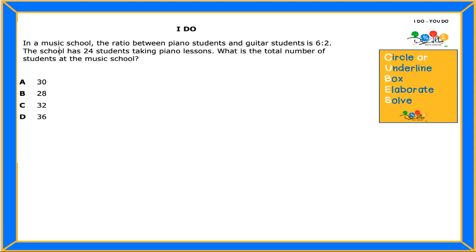We're gonna get started and we're gonna identify important information. In a music school, the ratio, this is a keyword. Remember, this is the one that tells me there is a relationship between two numbers. And then we're going to have piano students. I'm going to use one color for that. And then I have another different thing happening here. The other one is guitar student. And then I have to follow the order. So piano should be the 6 and the guitar student should be the 2.